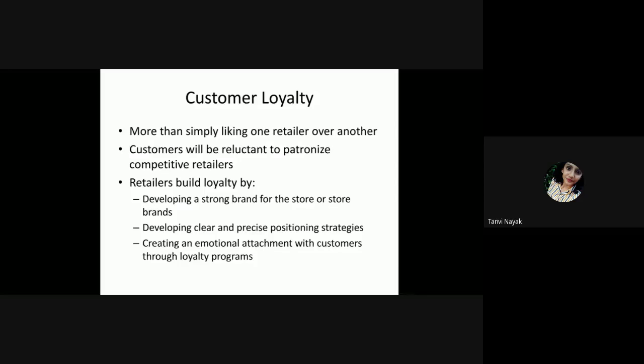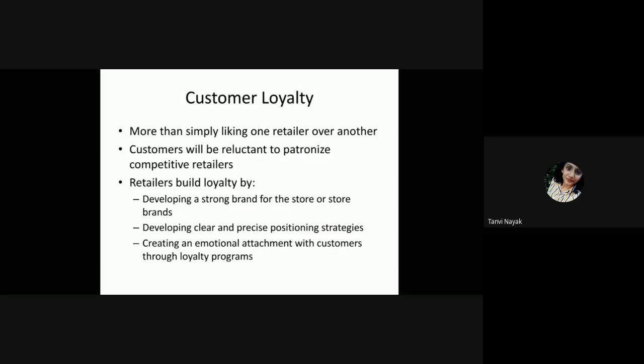And also we have retailers building loyalty. How are you going to build loyalty? One, you have to develop a strong brand, maybe a brand towards the entire store, or maybe towards the retailer himself, or sometimes the brands which are sold in the retail shop or stores. We also call it the store's own brand, where those are very unique brands which are exclusively available in such stores. They are not available outside.